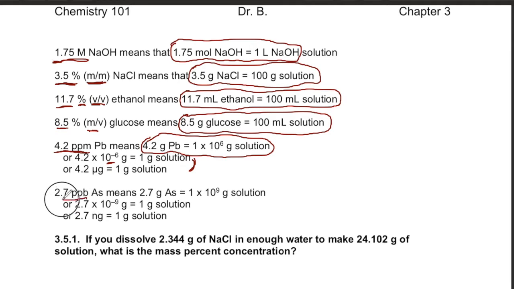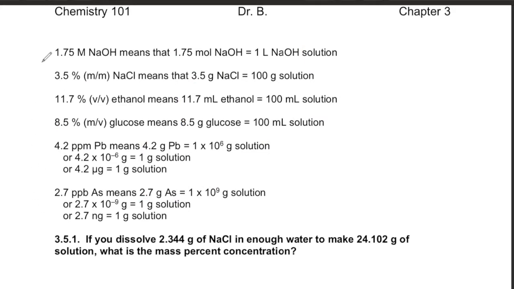ppb is very similar. There's 2.7 grams per billion grams of solution. That's what ppb means. So again, we can express it like this, grams per billion grams. Or you could divide both sides of this equation by 10 to the 9th and know that every gram of solution is going to have 2.7 billionths of a gram of arsenic, or 2.7 nanograms of arsenic.